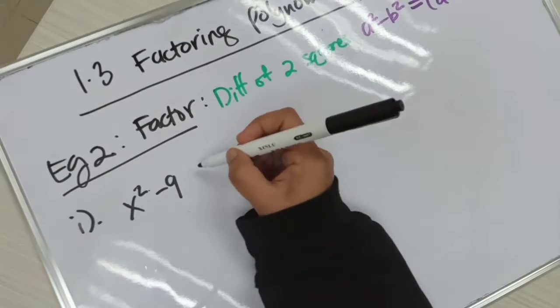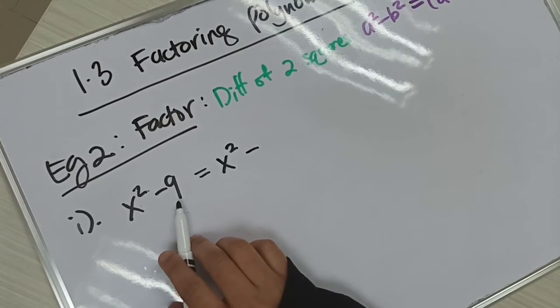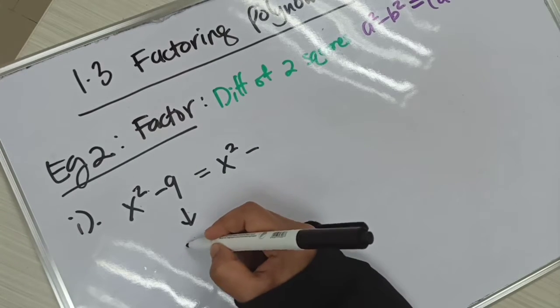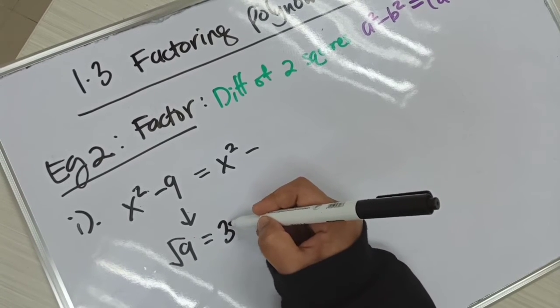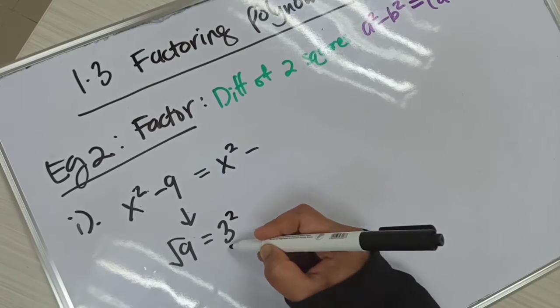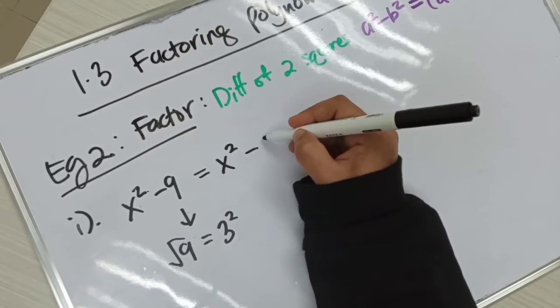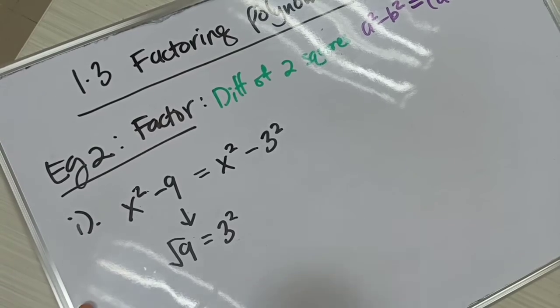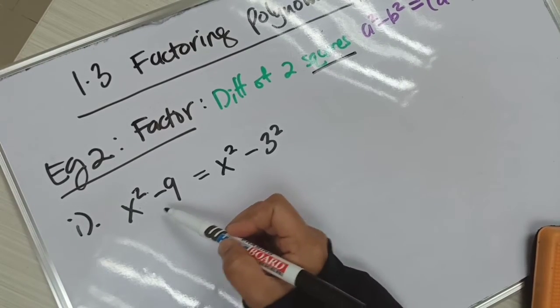What I do is, for x square minus 9, you have to think about 9. Let's say we change it into exponential form. The square root of 9 is 3, meaning that 3 square gives you 9. Now we change into exponential form, it becomes x square minus 3 square, because this is a square, so I take the square root of 9 to get the answer 3.